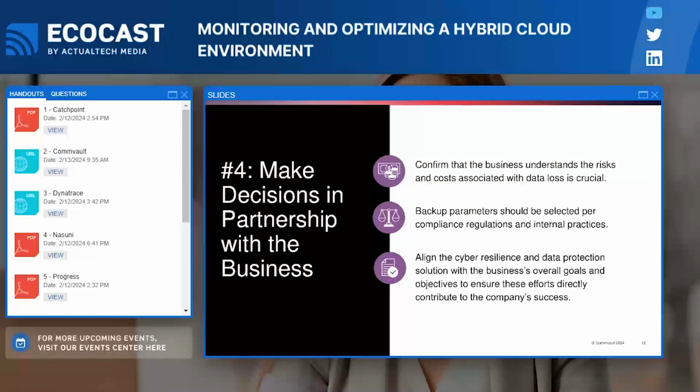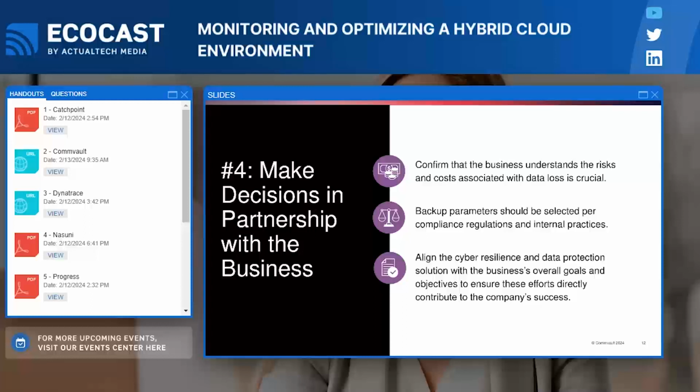Next, making data protection decisions with the broader business ensures a holistic and practical approach to safeguarding your company's data across multiple clouds. First, confirming that the business understands the risks and costs associated with data loss is crucial. Educating stakeholders about the potential impact of data breaches, regulatory penalties, and reputational damages emphasizes the significance of data protection investments. Secondly, backup parameters should be selected per compliance regulations and internal practices.